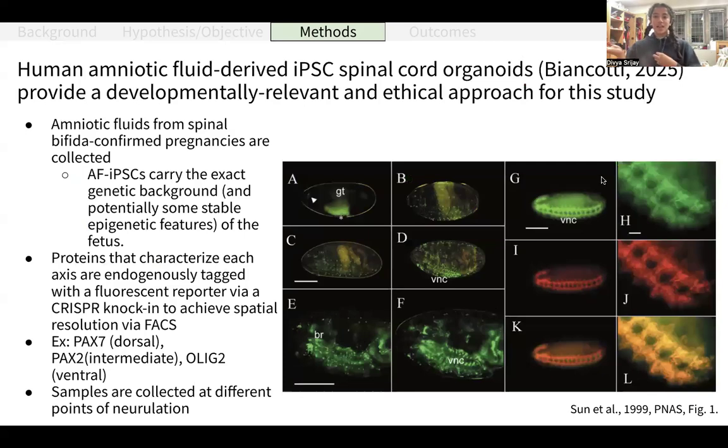And so we will be obtaining these single cells from human amniotic fluid derived iPSC spinal cord organoids, which are basically iPSCs that come from collected amniotic fluids from ongoing pregnancies that are reprogrammed into spinal cord organoids.